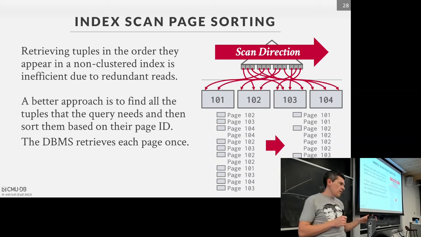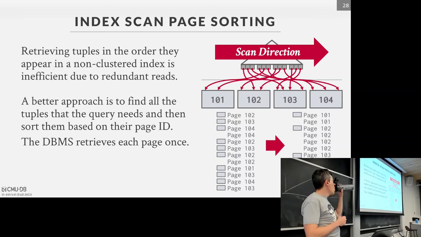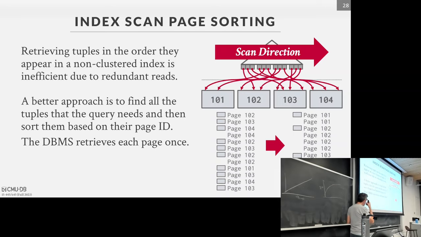Yes? Wait, why couldn't we just... So his statement is, why couldn't I just keep track of what I've already fetched so I don't fetch it again? I was giving a toy example where I only have one frame, so I can only fetch one page, throw it out and get the next page. In this toy example. Right?